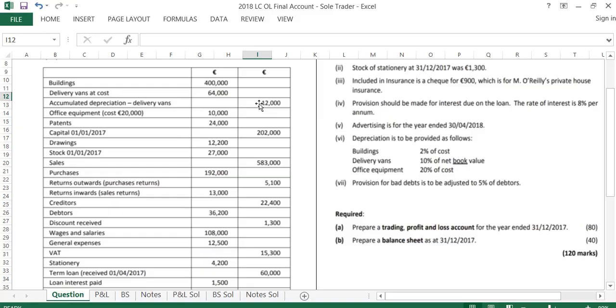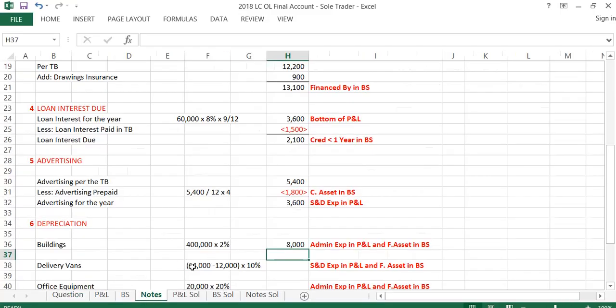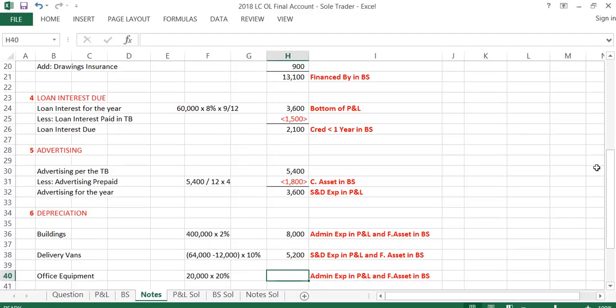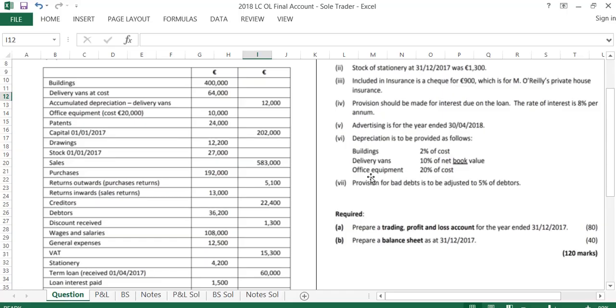64 minus 12 is 52,000, and I'm getting 10% of that. So just be careful whether you're asked as a percentage of cost or a book value. And finally, last depreciation we have to get is office equipment, and that is 20% of cost.